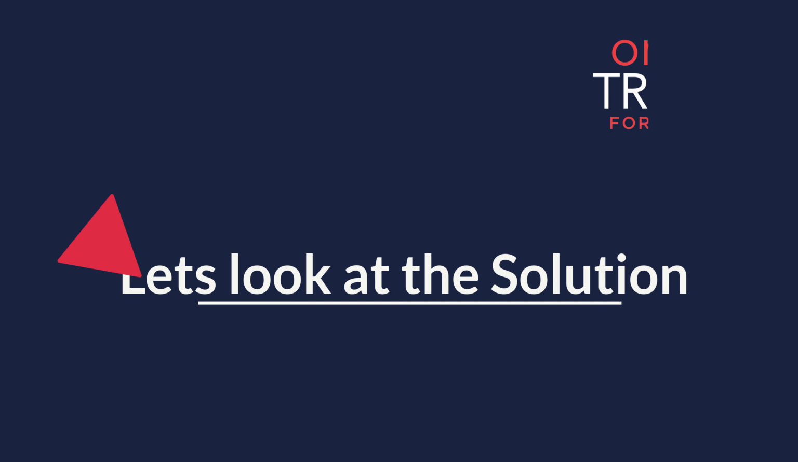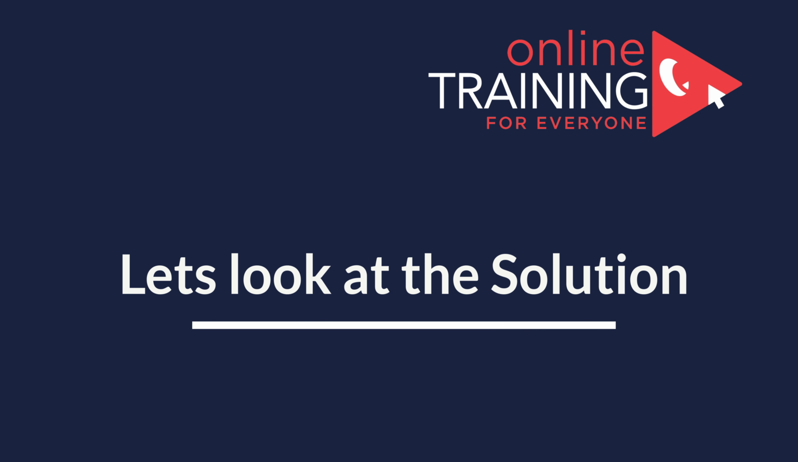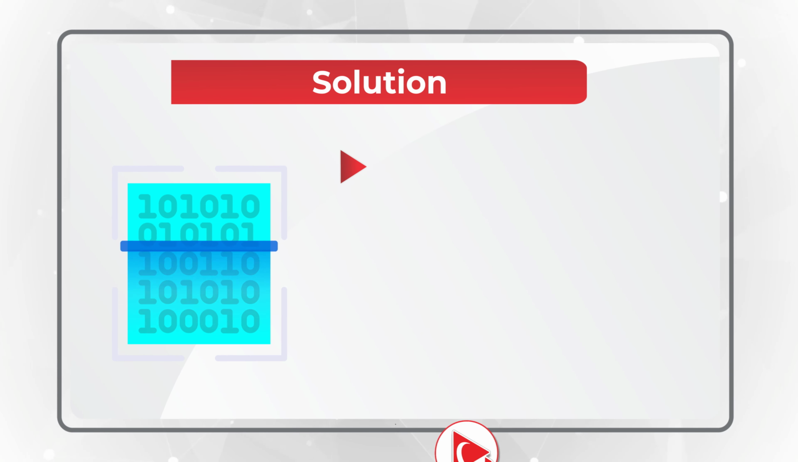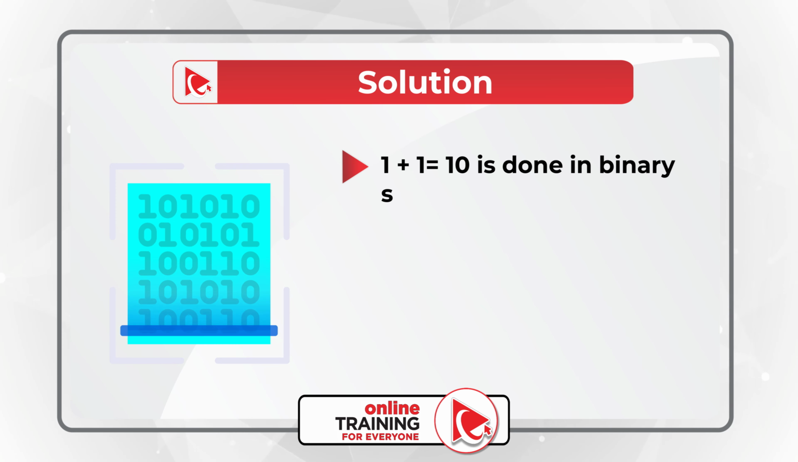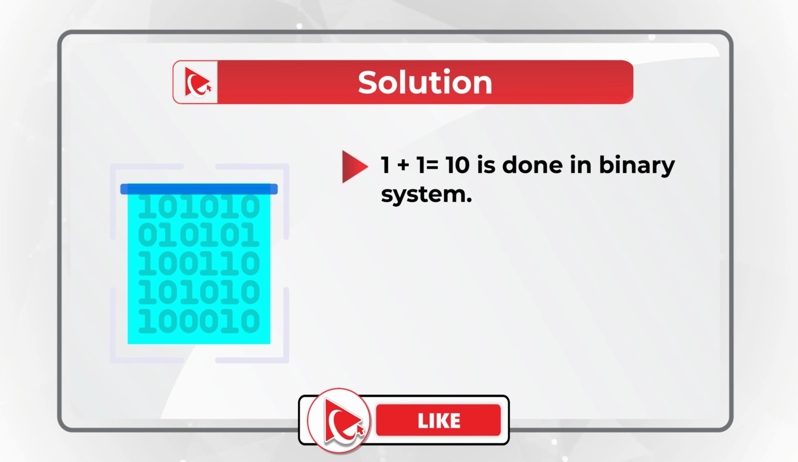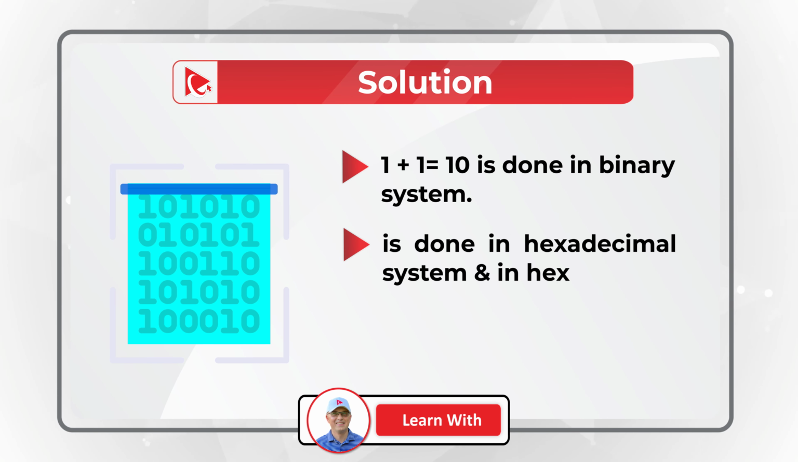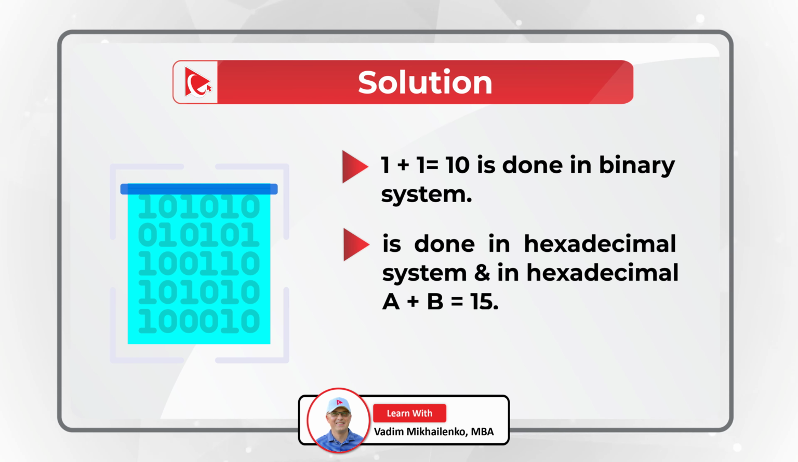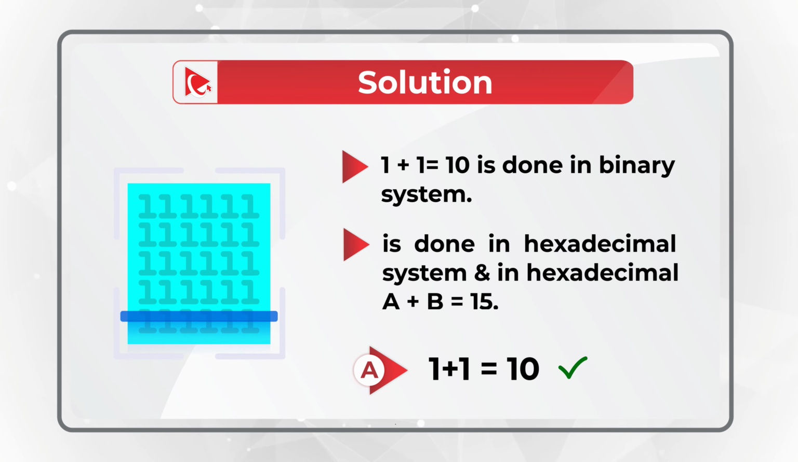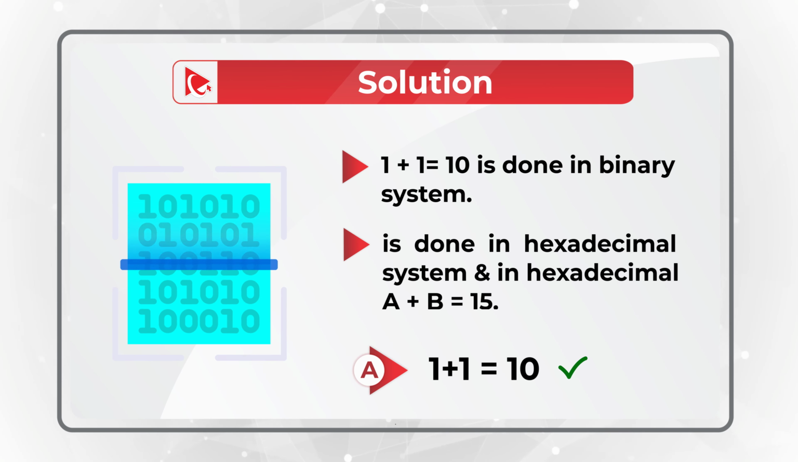Regardless, I'm moving forward to share the right solution with you. As you might have guessed, the trick here is that the first expression is done in a binary system, and in binary system, 1 plus 1 equals 10. Second expression is done in a hexadecimal system, and in hexadecimal system, A plus B equals 15. So the correct answer here is choice A, 1 plus 1 equals 10.